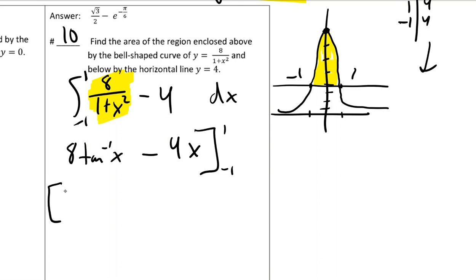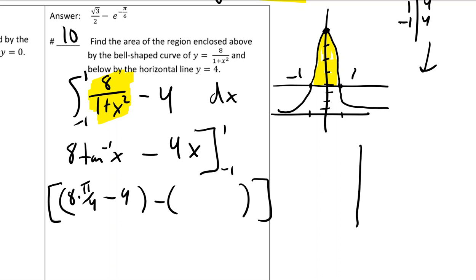Okay, plug in 1 the first time, and I'm going to come back and plug in -1, subtract those, and we will have our answer to question 10. So if I plug in 1, 8 times the inverse tangent of 1, we have to remember how inverse functions work, or at least inverse trig functions. So this is saying what angle has a tangent of 1, and that is pi over 4. I know that because at pi over 4, sine and cosine are equal, and tangent is sine divided by cosine. So something divided by itself is what gives you 1.